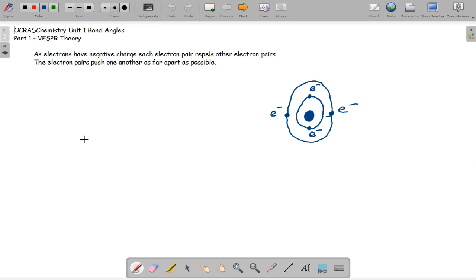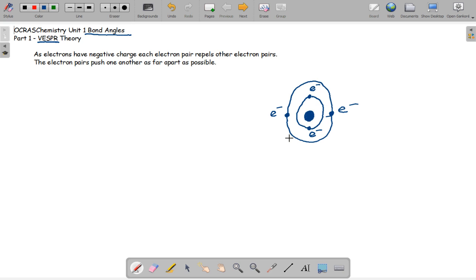Hello and welcome to my tutorial on bond angles. So we're going to talk about valence shell electron pair repulsion theory, or VSEPR theory. All electrons have a negative charge, and each electron pair can repel other electron pairs.